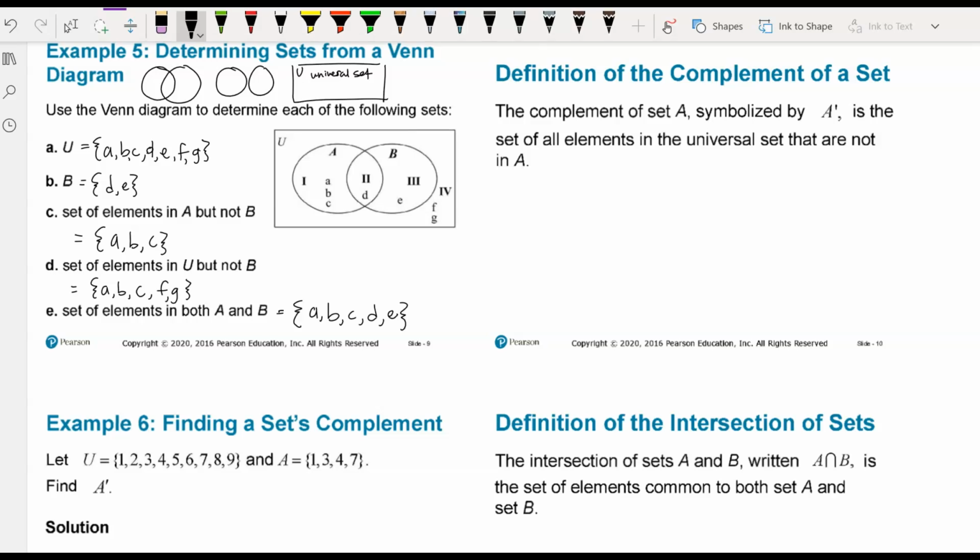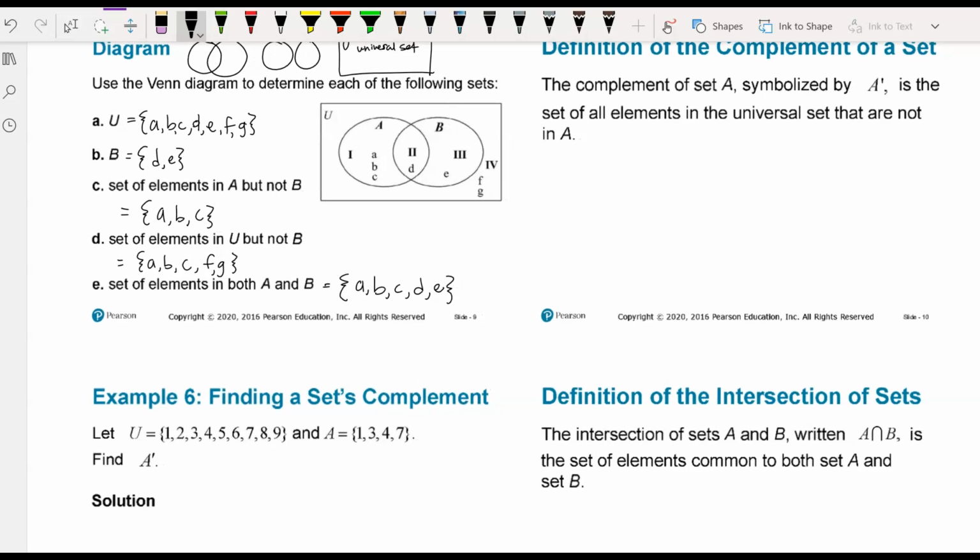Or it could be B complement, C complement. It just depends on what letter it gives you. So you don't want to include what's in that.